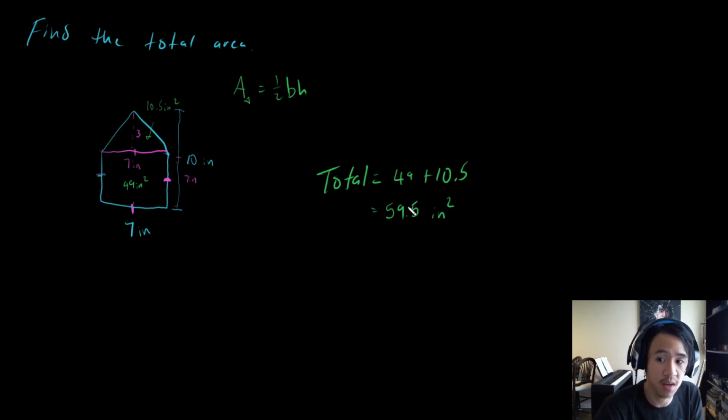So it's just like that. We're going to follow the same steps: split it up into smaller shapes, find the area of the individual shapes, and add them all together. So let's go on to the next example.